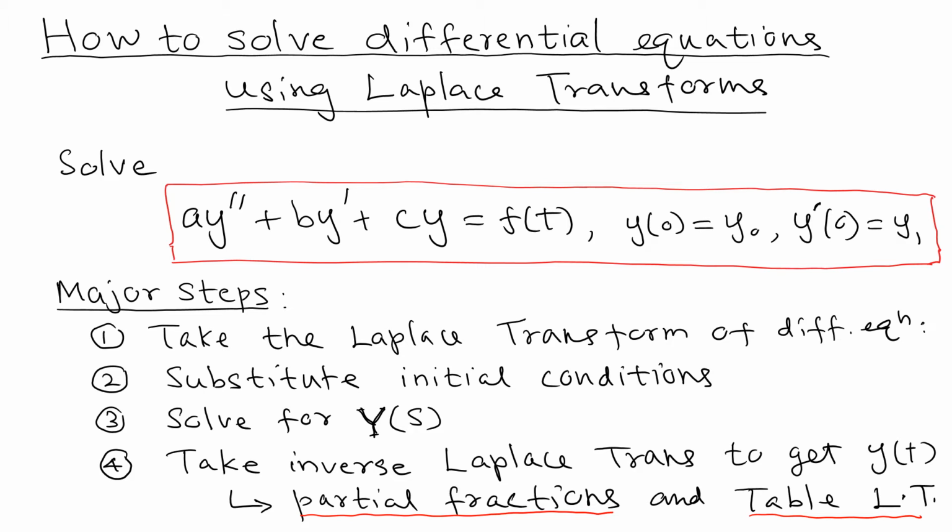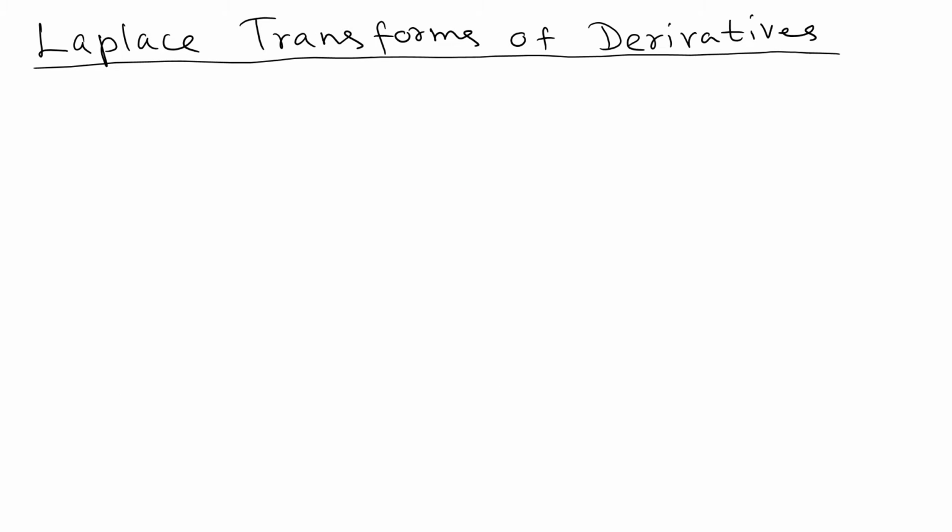Also, when you try to take the Laplace transform, you need to know the Laplace transforms of derivatives. This is really important. What we do is assume that Y(s) is the Laplace transform of y(t). That's the main assumption. We just assume that Y(s) is the Laplace transform of y(t), and then we have these results.